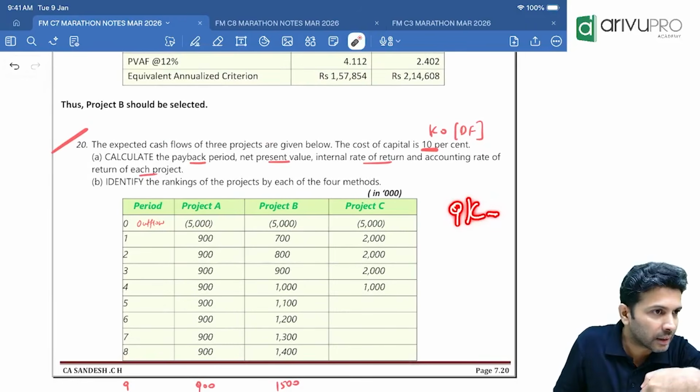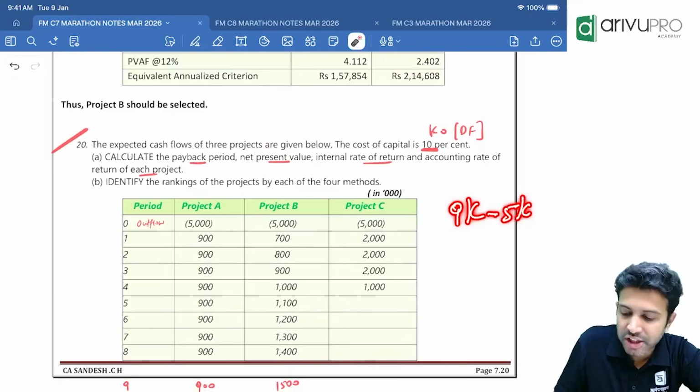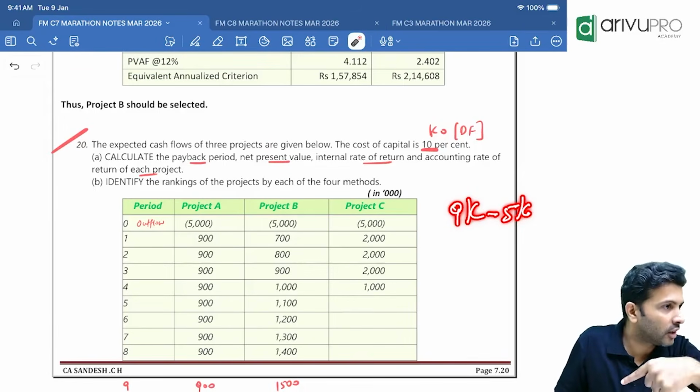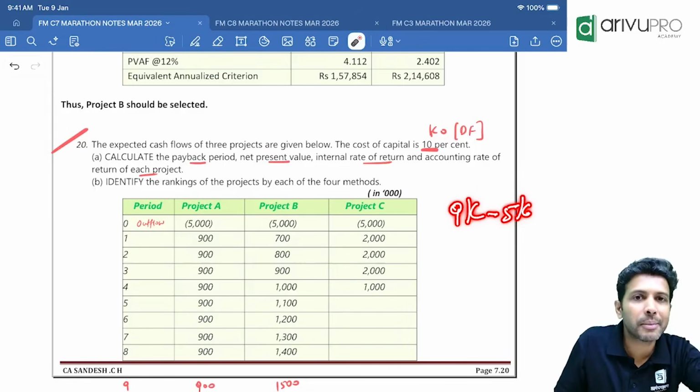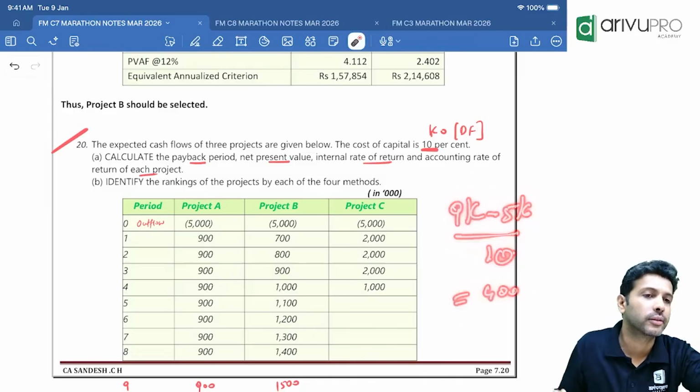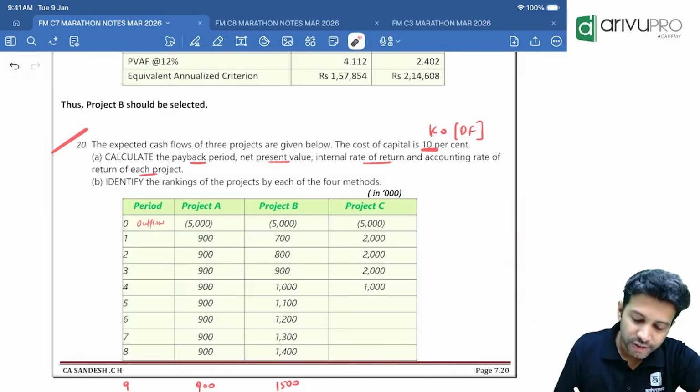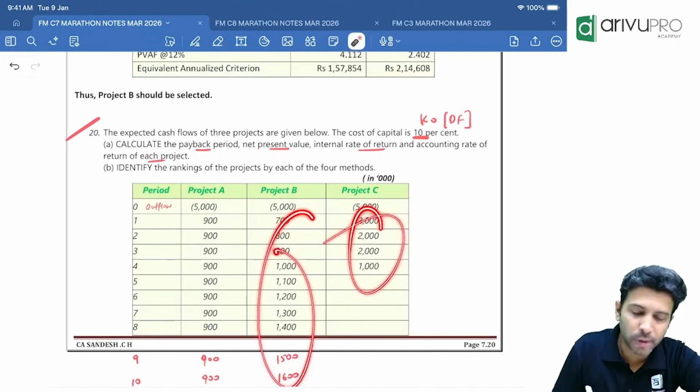This is like your income. Minus cash outflow you do. What is cash outflow? 5,000. So this is like your expense. Total income minus total expense will give you total profit. We don't need total profit. We need average profit. How many years are there? 10 years. So do this, you will get 400. That's all. Clear? Same thing we'll have to do for project B also, project C also.